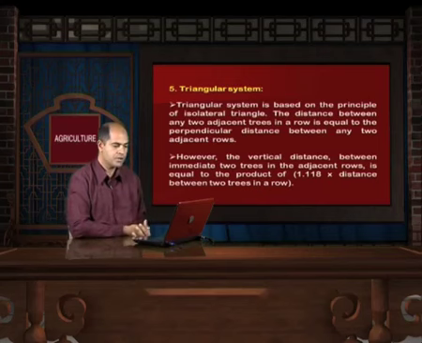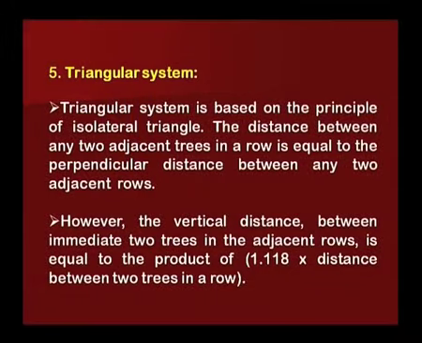Now, the triangular system. The triangular system is based on the principle of an isosceles triangle. The distance between any two adjacent trees in a row is equal to the perpendicular distance between any two adjacent rows. However, the vertical distance between two immediate trees in adjacent rows is equal to 1.118 multiplied by the distance between two trees in a row. This picture shows the triangular layout system.